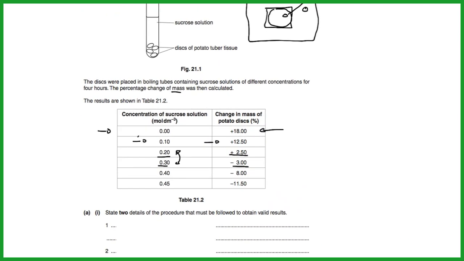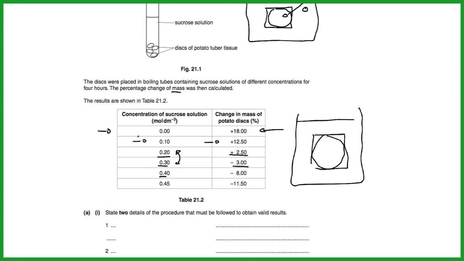Now when we put the potato cells into strong sucrose solution, then at that point the water potential is more negative in the sucrose solution than it is in the cytoplasm of the potato, so the water leaves by osmosis, going down its water potential gradient into the more negative water potential in the solution. Therefore the potato loses mass, and the stronger the sucrose solution, the more mass the potato loses, because the bigger the difference in water potentials.